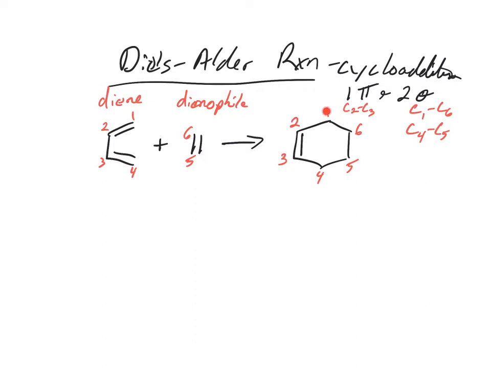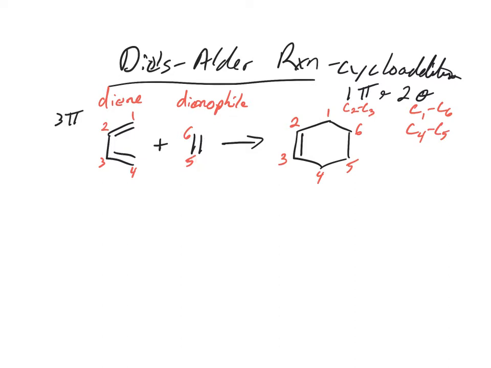What you can start to look for is this 6-membered ring. We'll start with 3 pi bonds in the cycloaddition, and they're going to be turned into 1 pi bond and 2 new sigma bonds. It has to do with the diene and the dienophile coming together to make those bonds. It's always the same thing.